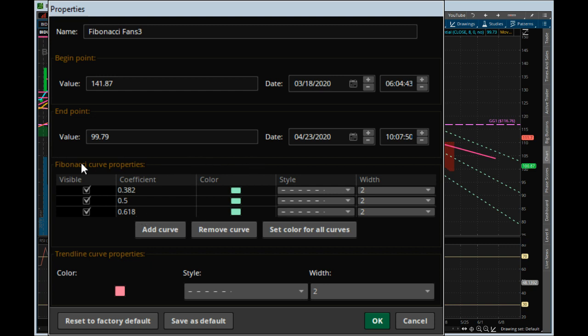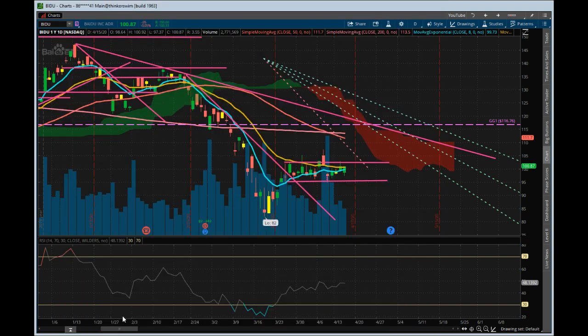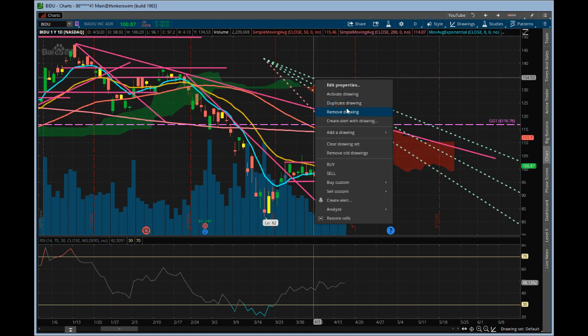I've just made them this color, dashed lines, and a width of 2. But you can make it a smaller width. I made it a little bit bigger so it would stand out. So anyway, good stuff. Let me pop that off there. Okay, hopefully you found that helpful and could see it.